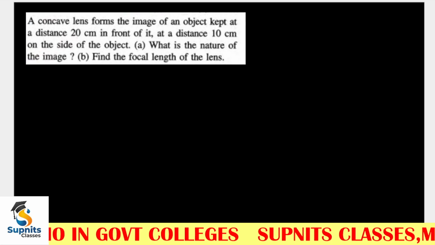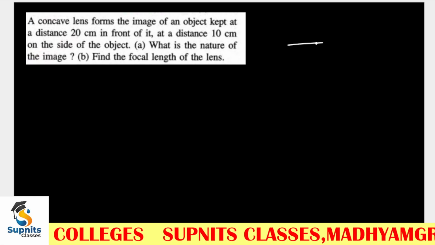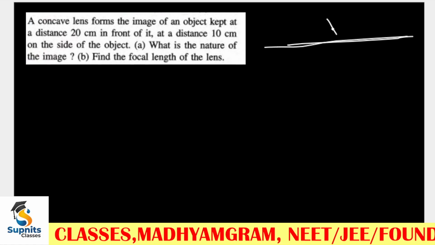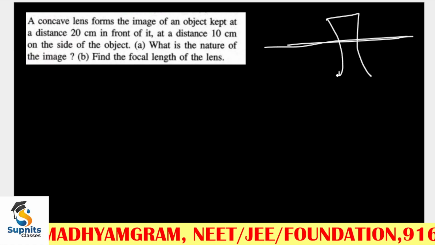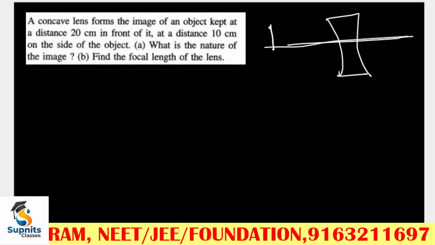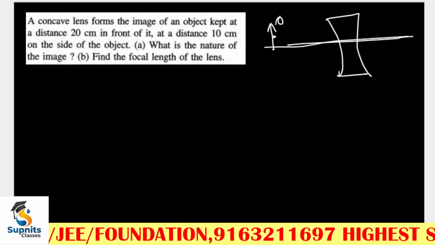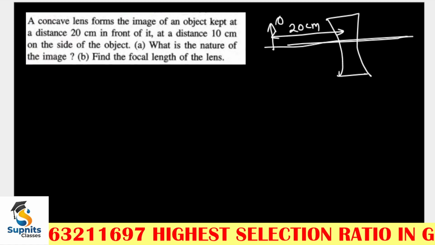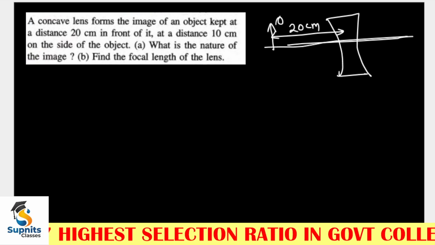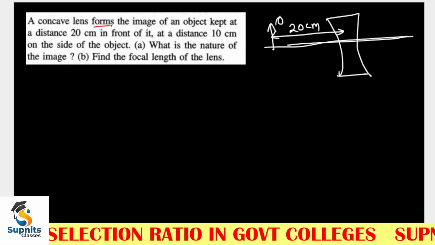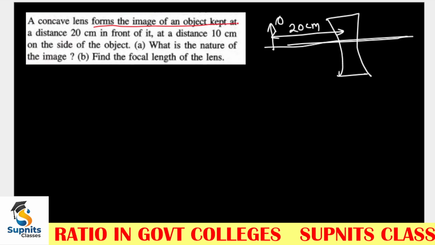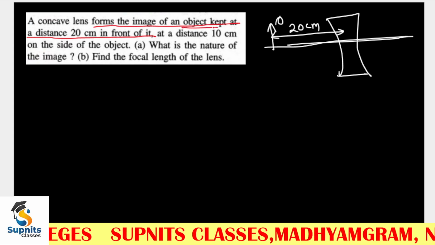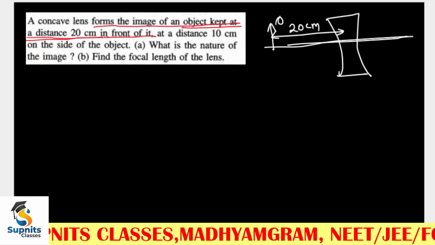Concave lens, image of an object kept at a distance. Let's see. This is the object, it is kept at a distance 20 centimeter, and the image is, see here the language is very important. Concave lens forms image of an object kept at a distance 20 centimeter in front of it. That means the object is kept at a distance 20 centimeter in front of it.